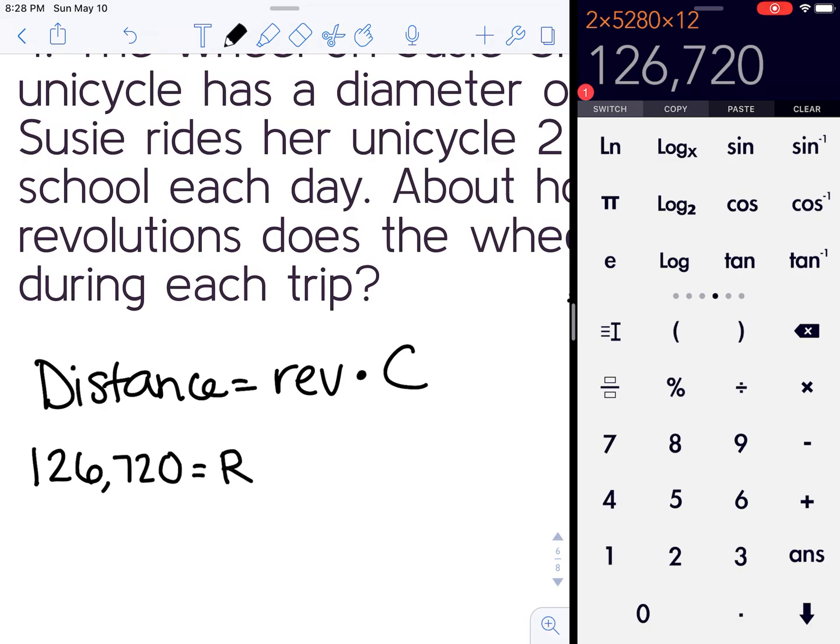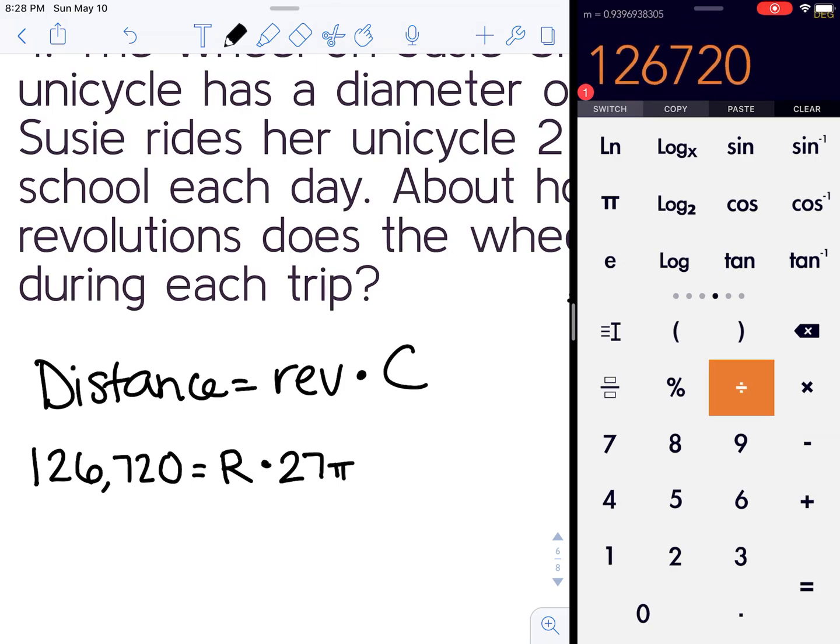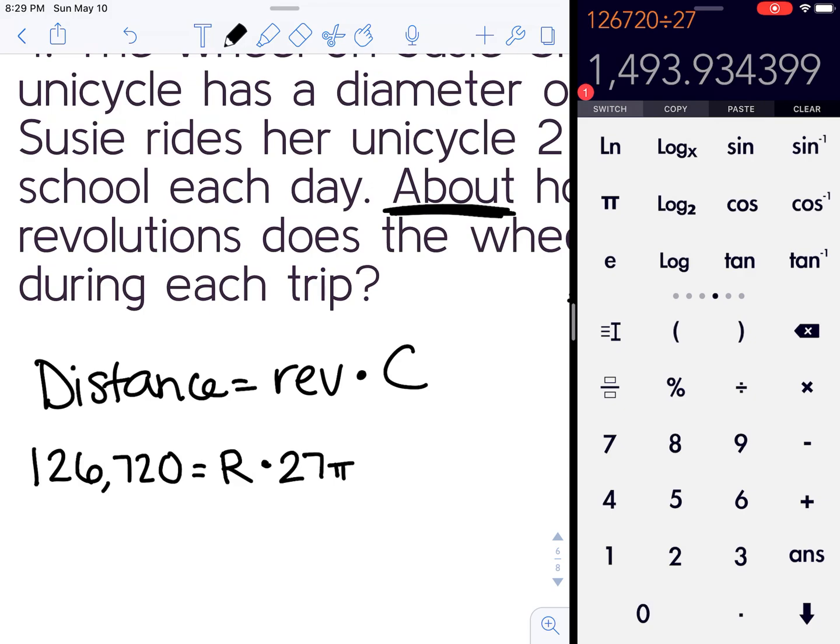We don't know our revolutions, so I'm going to keep r in for that. Our circumference is still 27 pi. To get r by itself, I need to divide by 27 pi. And again, because I'm being told about, I can hit the pi button and give an estimate. So my number of revolutions is about 1,494.